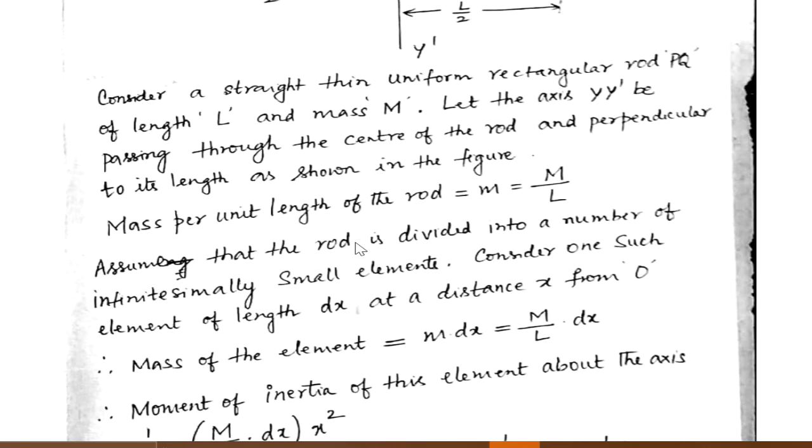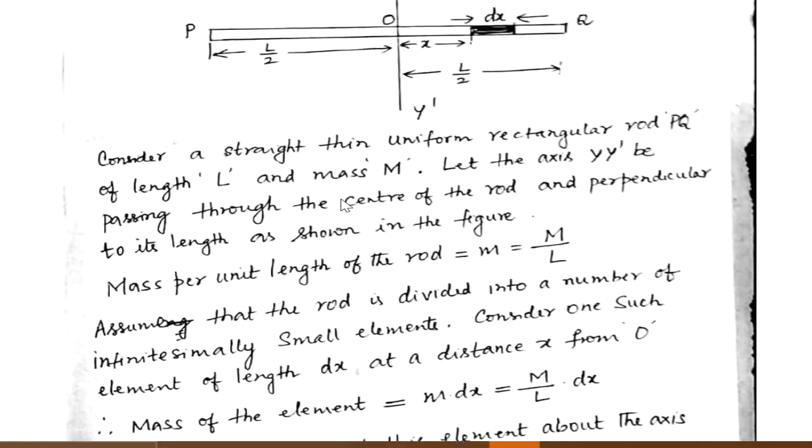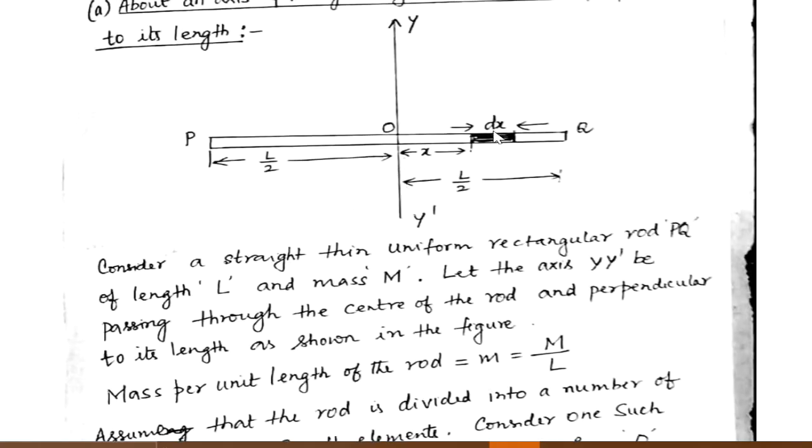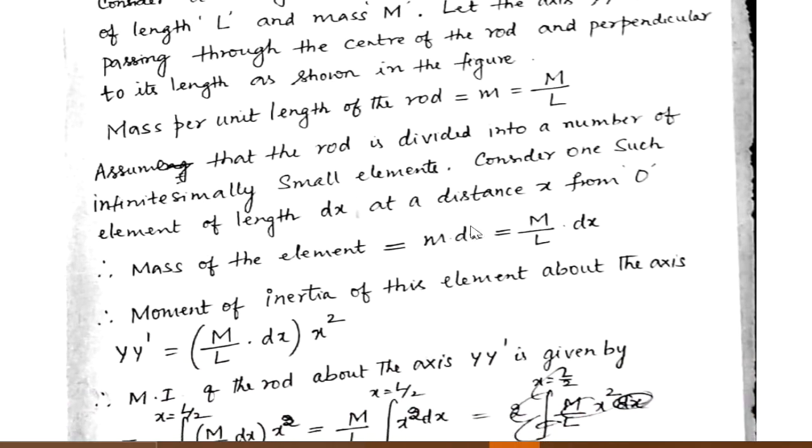Assume that the rod is divided into a number of infinitely small elements. Consider one such element of length dx, that is the shaded part in the above figure. This is the elemental section. Consider one such element of length dx at a distance x from the center of the rod O. Therefore, mass of the element is small m into dx, mass per unit length into its length dx. That is M by L into dx.